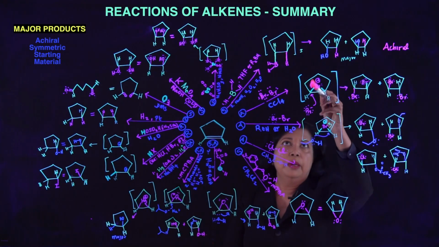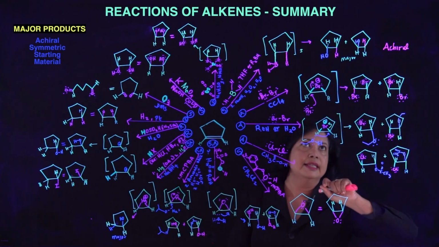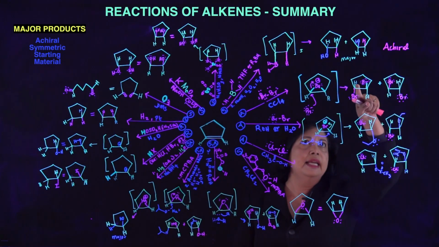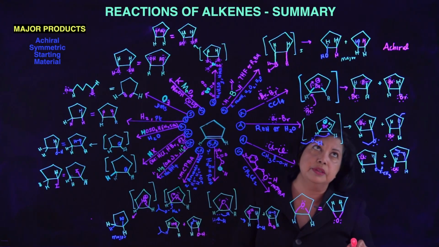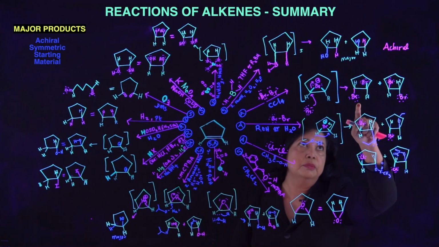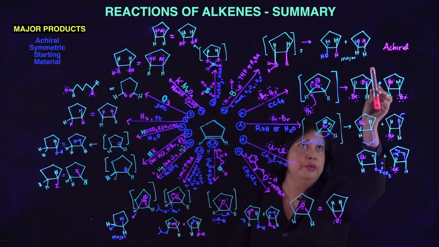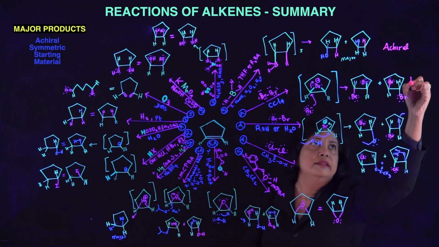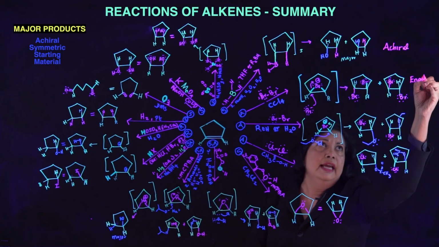Here's your bromine rollover, and you're getting this. Now, are these the same thing? If I flip this 180, no, they're not going to superimpose. So therefore, these are non-superimposable. Are they mirror images? Sure they are. If you put a mirror here, it's going to reflect this exactly. So these are the very definitions of enantiomers.